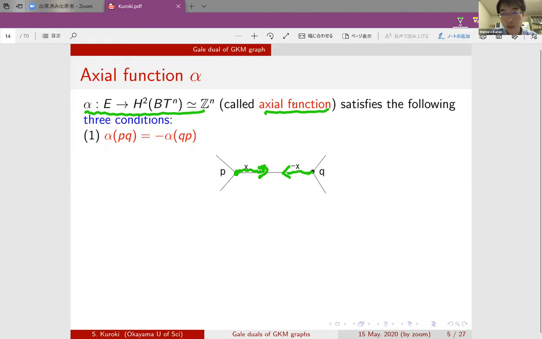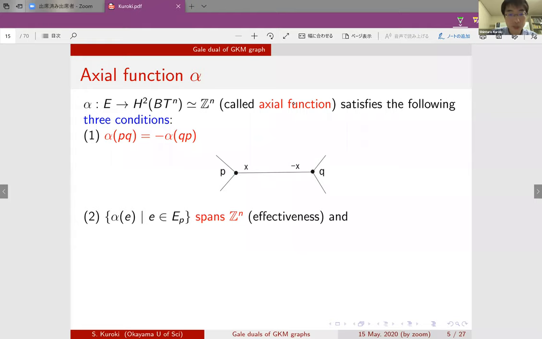Sometimes we assume a more general condition. For example, we permit the same signs, or sometimes we permit irrational numbers, for the case of orbifolds. But in this talk, we always assume it has a negative sign.